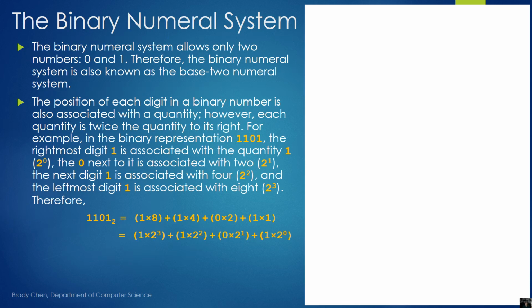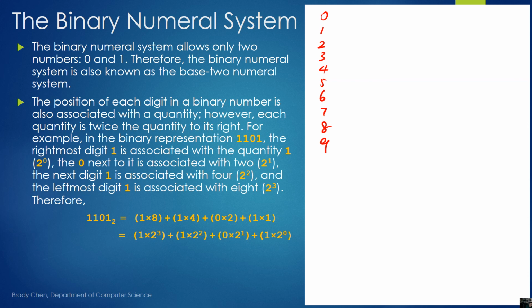So now let's introduce a new numeral system. It's the binary numeral system. Okay, we know that in the decimal numeral system, we use 10 symbols, like 0, 1, 2, 3, 4, 5, 6, 7, 8, 9. So from 0 to 9, these are the 10 symbols in the decimal numeral system.